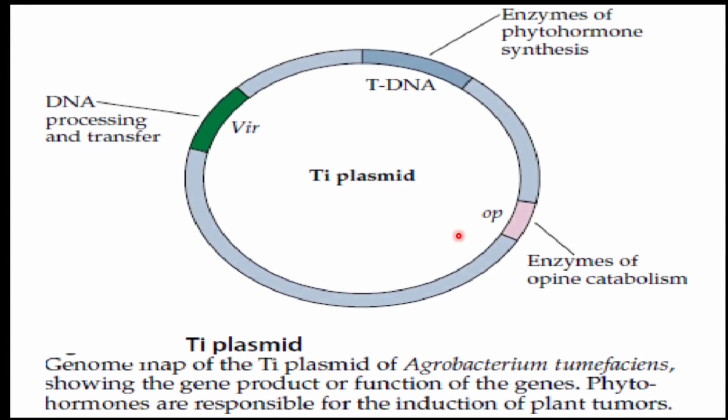Here is a picture of a very common plasmid, which is responsible for causing tumors, and the bacteria which usually possesses it is the Agrobacterium tumefaciens. And this is basically how it looks. Now this bacteria, if it possesses this plasmid and it infects the plants, it's able to bring about tumor formation.